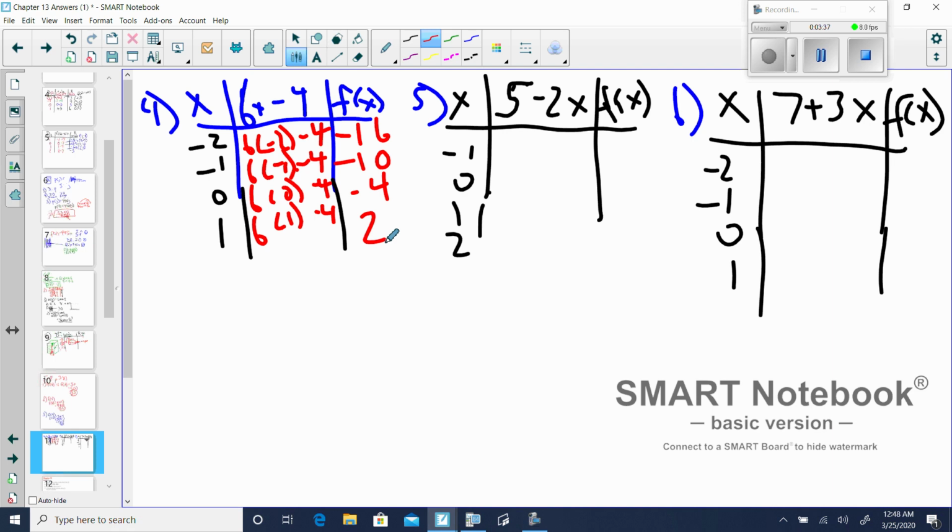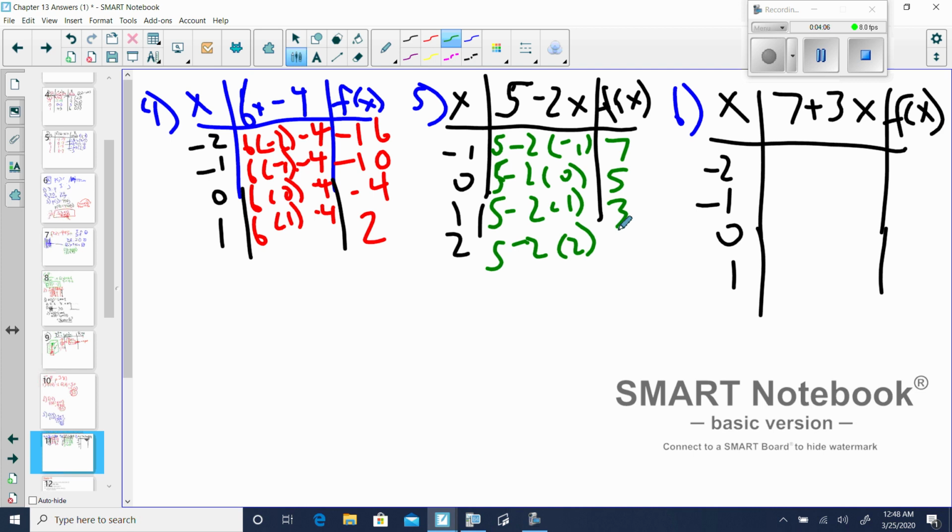All right, over here on number 5, so we have 5 minus 2 times -1. 5 minus 2 times 0. 5 minus 2 times 1. 5 minus 2 times 2. So negative and negative is positive. So 5 plus 2 yields 7. 5 minus 0, anything times 0 is 0, is 5. 5 minus 2 is 3. And 5 minus 4 is 1.